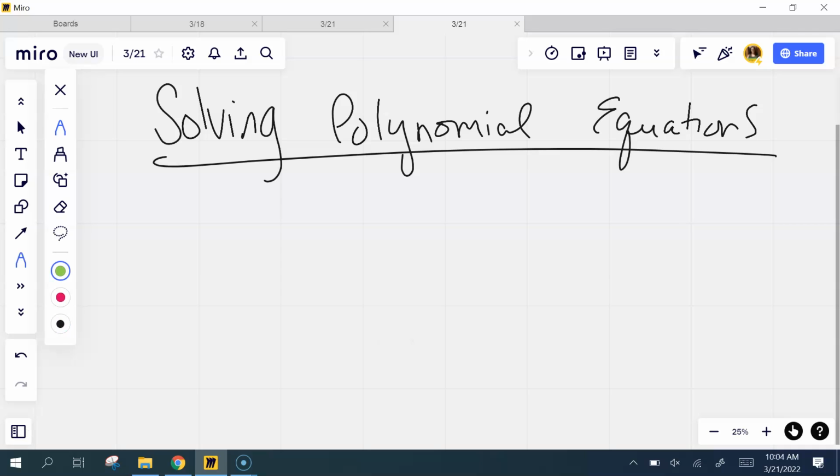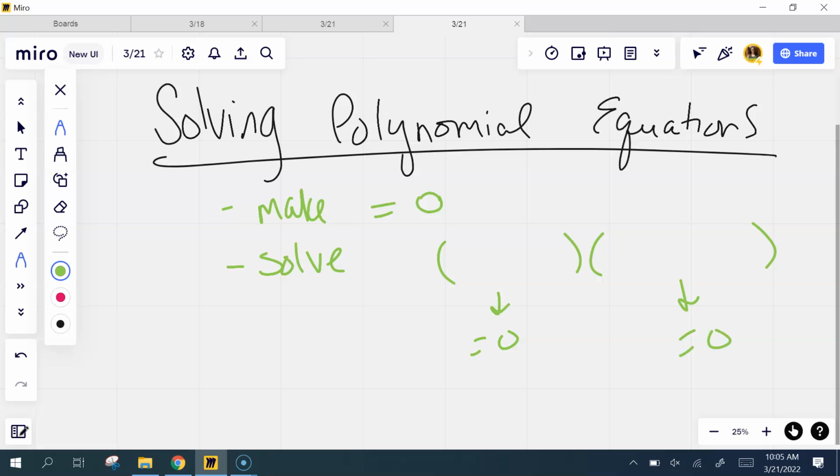So now what I'm going to do is make my equation equal 0, make sure everything's on the same side. And then I'm going to start going through my process of solving. And whenever I solve, remember this one, I take each parenthesis and set it equal to 0 to solve. So this one goes to 0, this one goes to 0, everybody goes to 0, and then I try to solve.